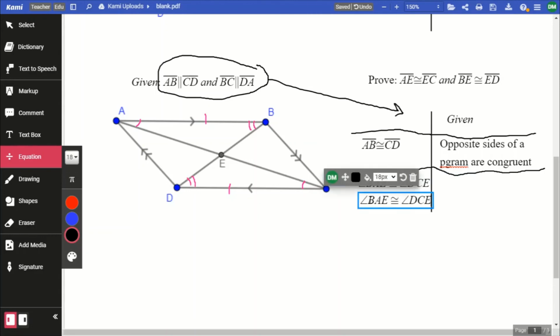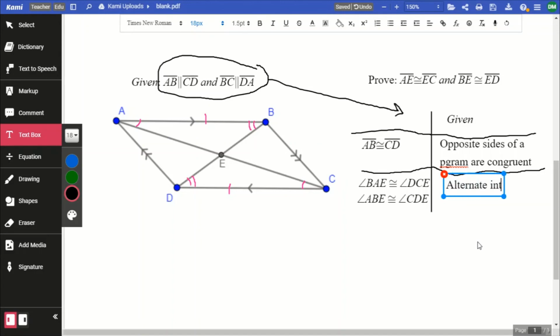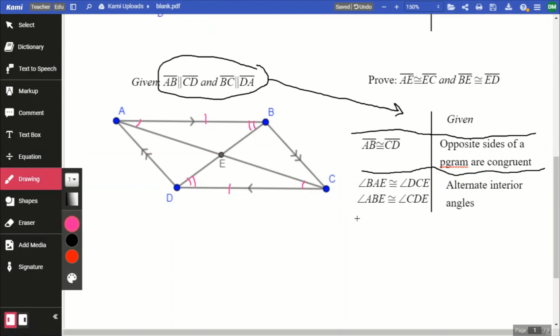And we're going to do the same thing with some other letters. We're going to have angle ABE be congruent to angle CDE. Our reason for both of these is the same though. What is it? All right, we have alternate interior angles. Which means we now have congruent triangles.